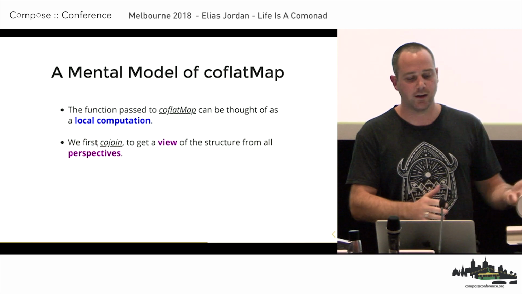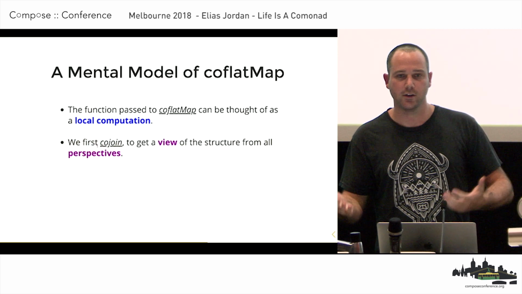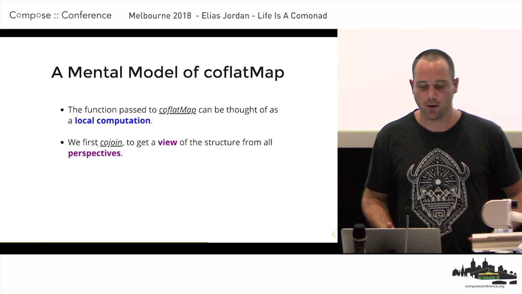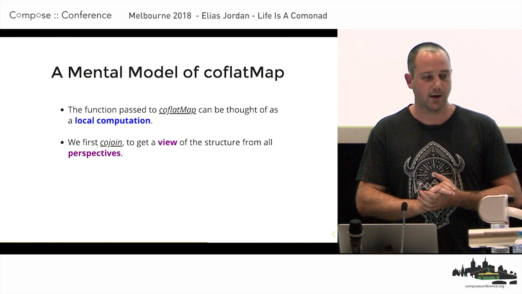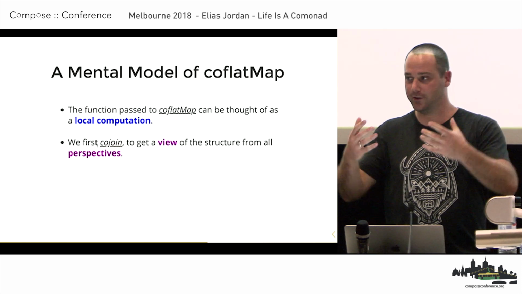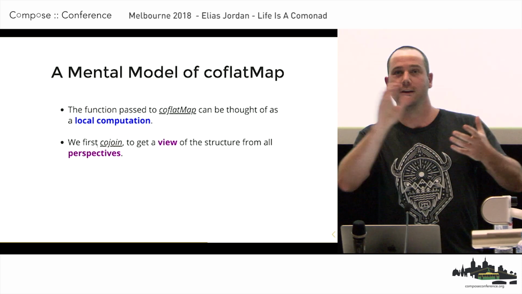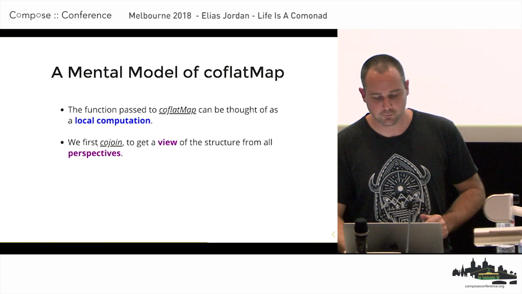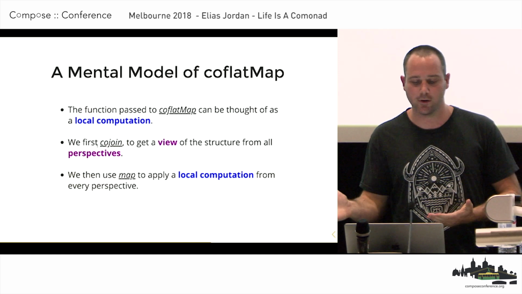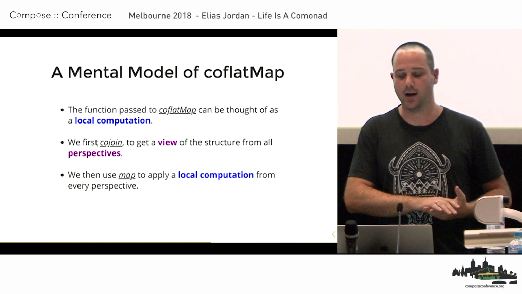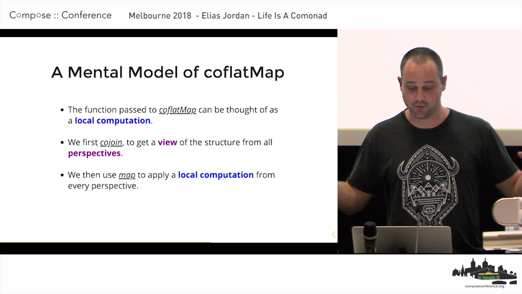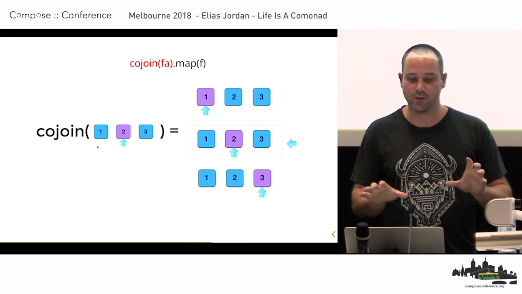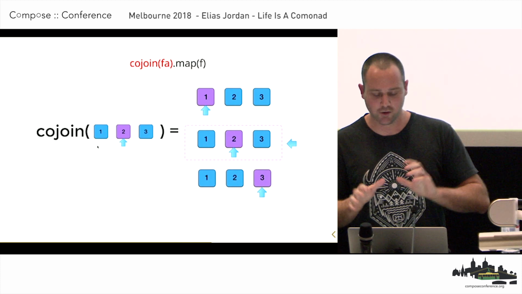So in our derivation, we first use co-join to get a view of the data structure from all possible perspectives. You can kind of think of it as sitting on each element within the data structure, looking around you and trying to figure out what the new value of where you're sitting should be. Then we used map to apply our local computation to all of those different perspectives. So here are some images to help understand how that works.